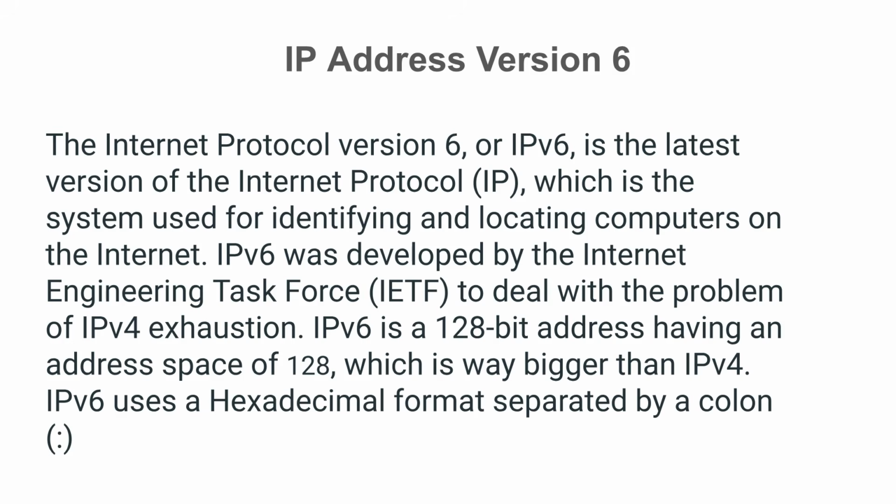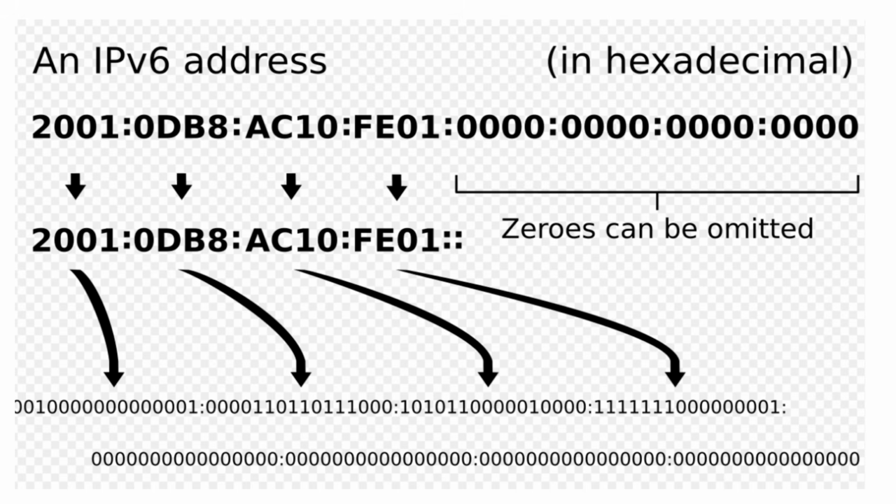As a 128-bit address, it offers a vastly larger address space than IPv4 and is displayed in hexadecimal format using colons. An IPv6 address can be simplified by omitting consecutive zeros. This example shows a full IPv6 address and its shortened version.